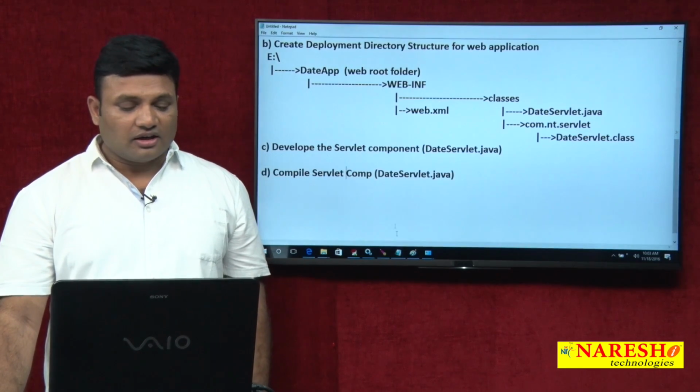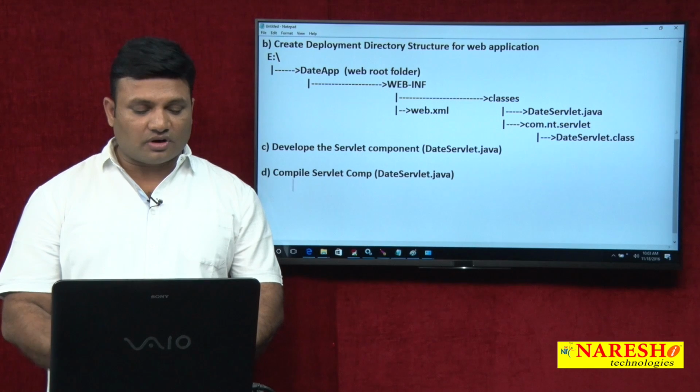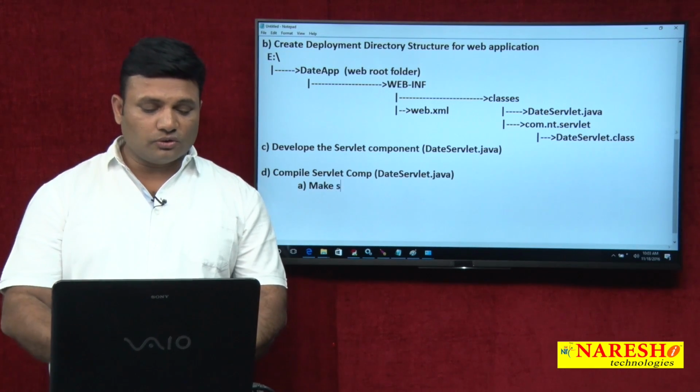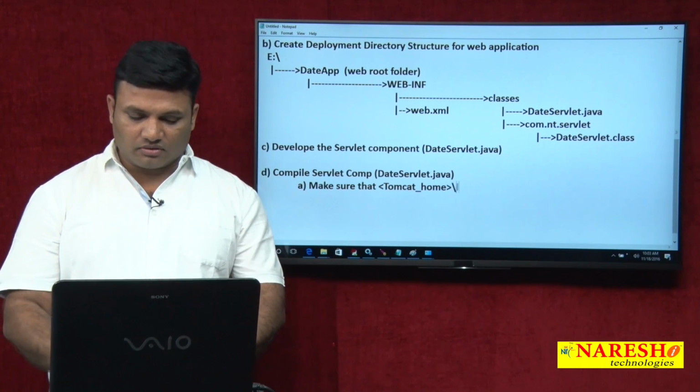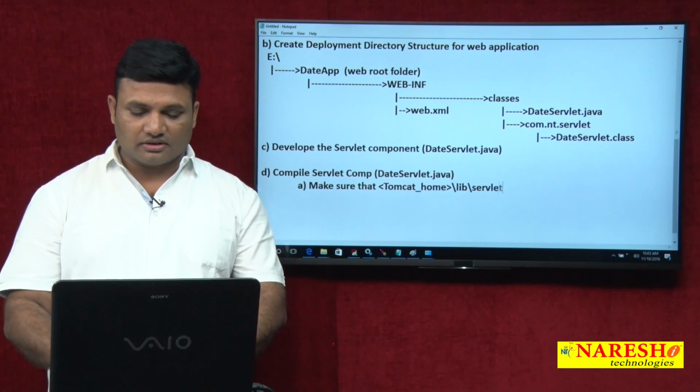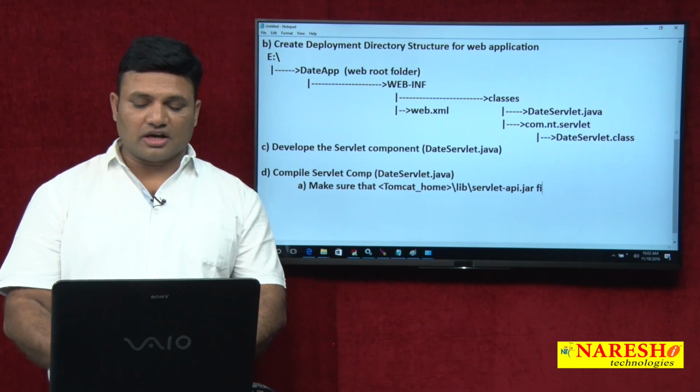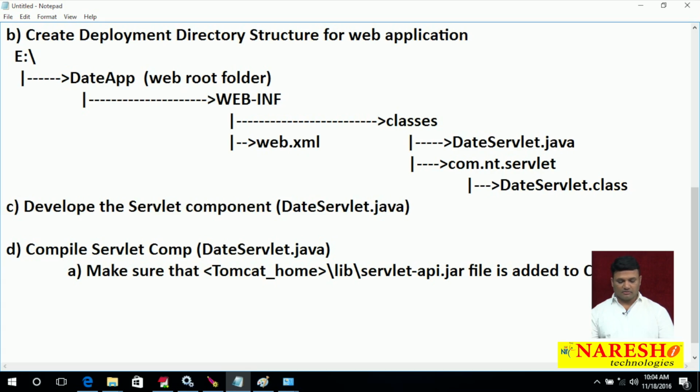That's why, in the process of compiling a servlet, first you have to make sure that Tomcat home/lib/servlet-api.jar file is added to the class path. Why, sir? Our servlet component is using the Servlet API. Servlet API is not part of the JDK software. Servlet API is part of the JEE module. JEE module is not installable.